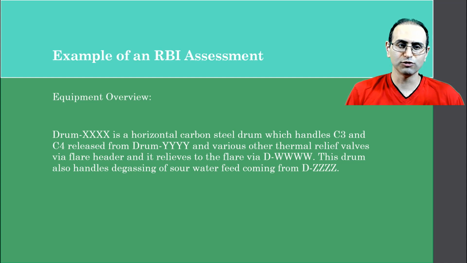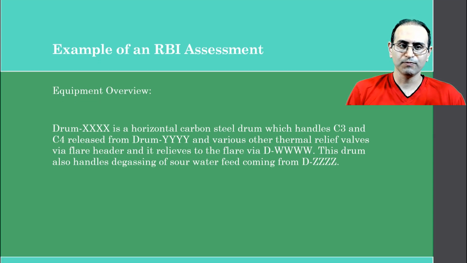Imagine we have a drum XX that is a horizontal carbon steel drum which handles C3 and C4 released from another drum and various other thermal relief valves via flare header, and it relieves to the flare via another drum. This drum also handles degassing of sour water feed coming from another drum, the ZZ. So this is an overview of that drum. It gives us an idea of what that drum does.